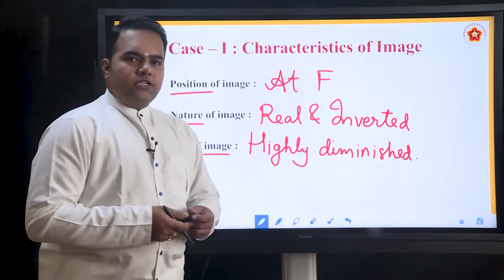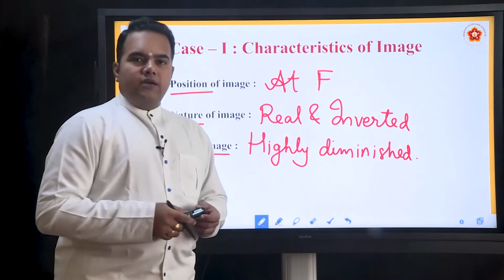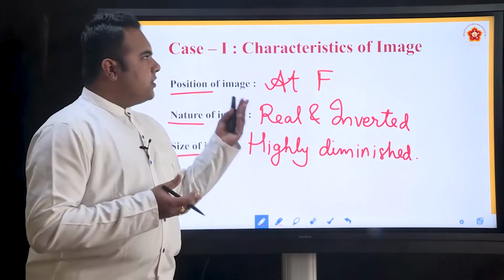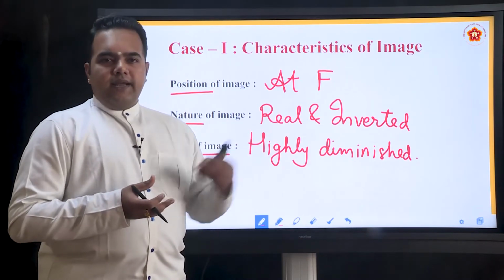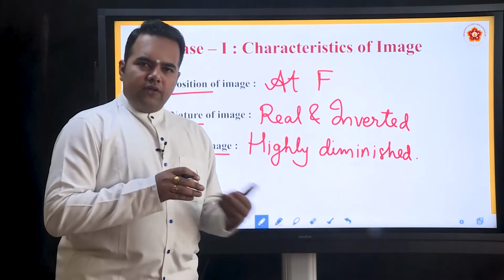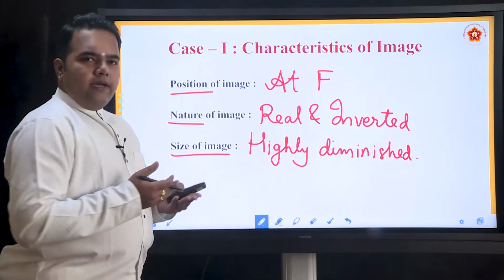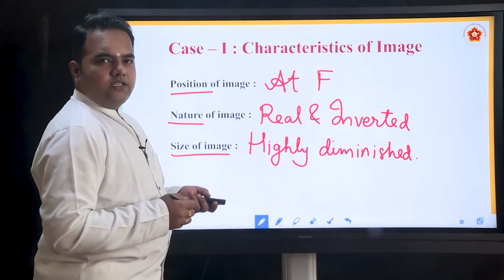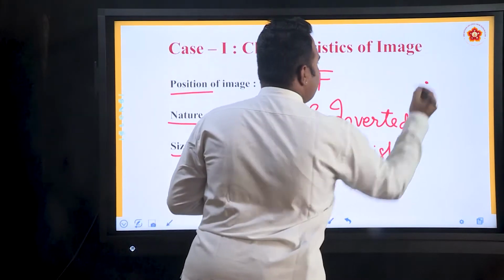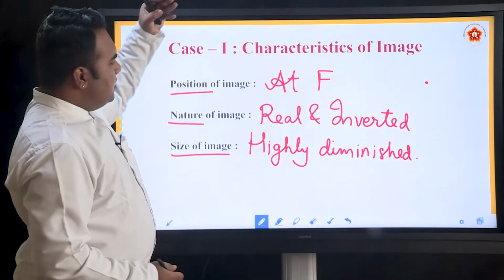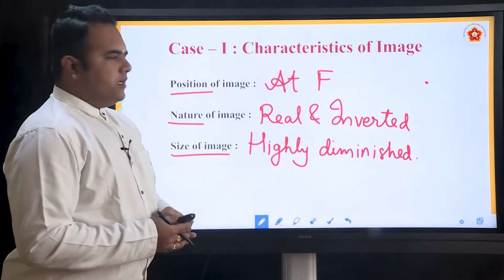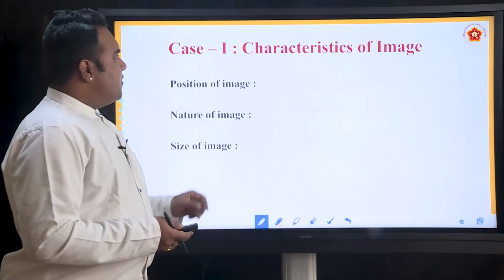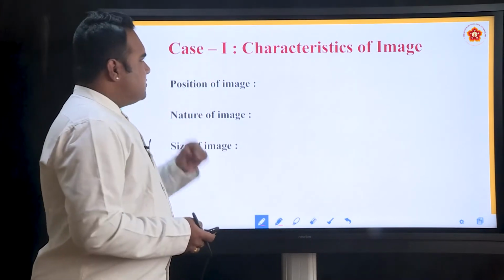In your lab, when you are checking this particular experiment, suppose the object is placed at infinity, and you try to focus the rays of sunlight on a point in front of the mirror, you see that the dimension of the sun is very, very large, a huge sized object, but the image will be point sized compared to it. The size of the image is highly diminished. So, this completes the image formation in a concave mirror when the object is placed at infinity.